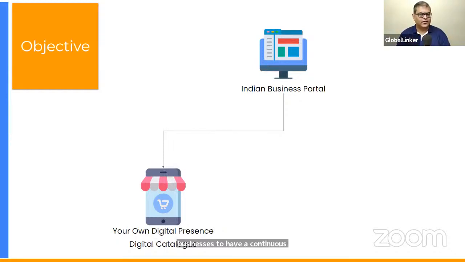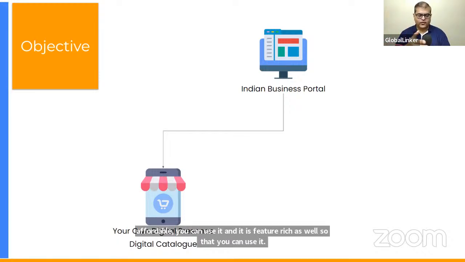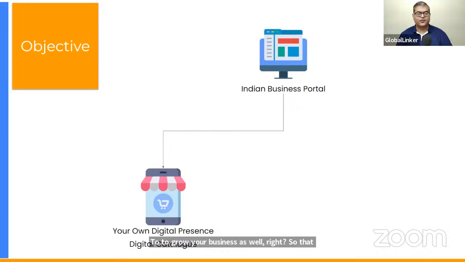And that is the bigger challenge that Indian Business Portal and Global Linker is trying to solve: to provide micro and small businesses a sustainable digital presence, right? So that is something which is affordable, you can use it, and it is feature rich as well, so that you can use it to grow your business as well, right? So that is your own digital presence that you're creating.